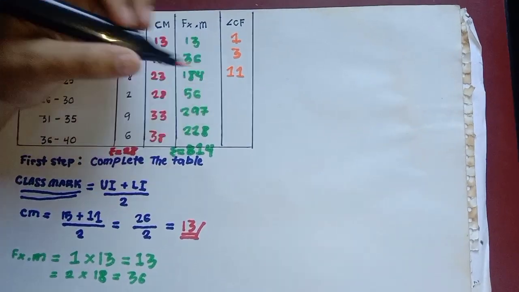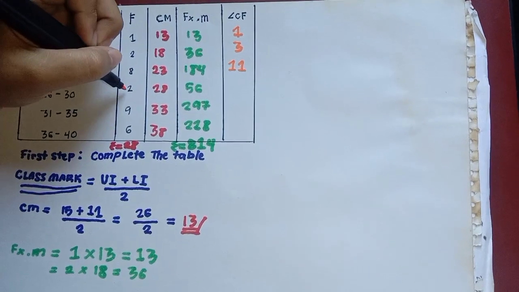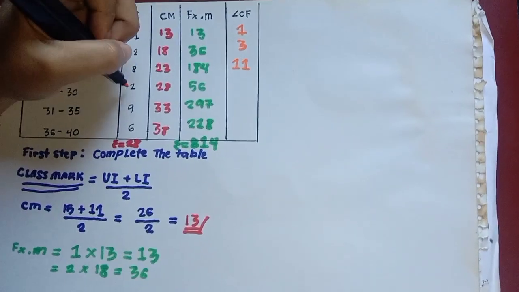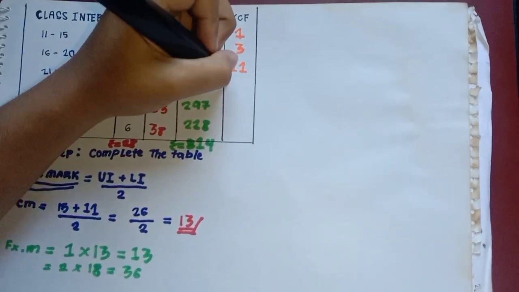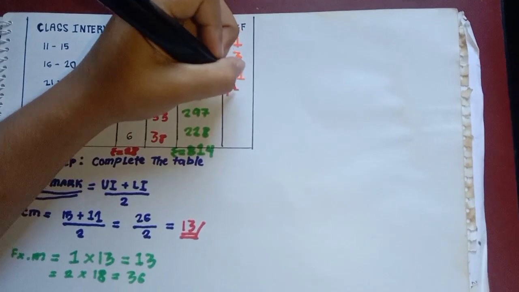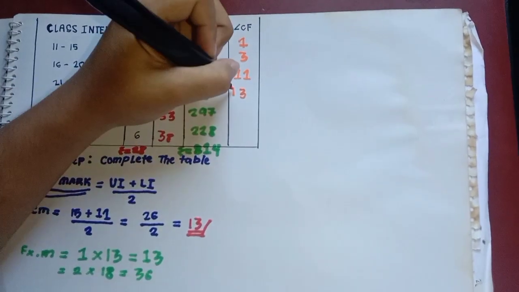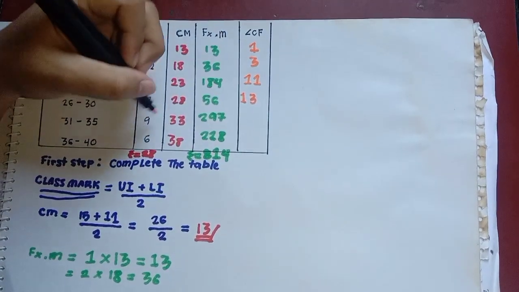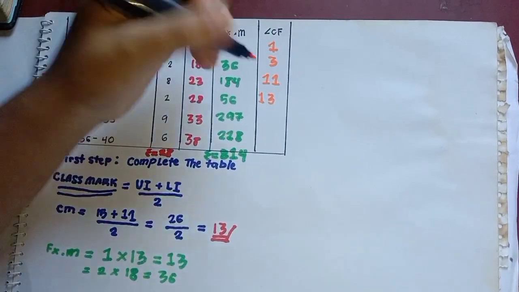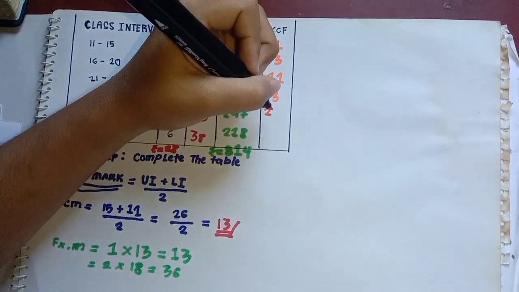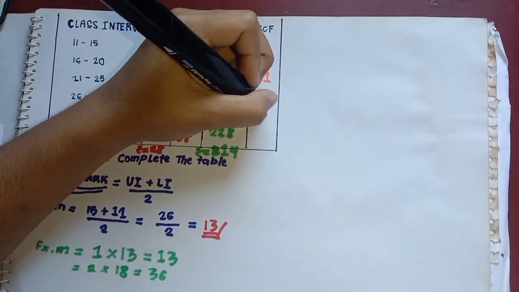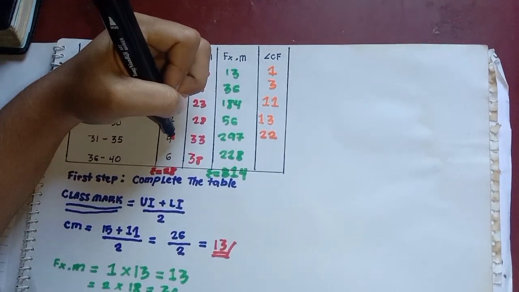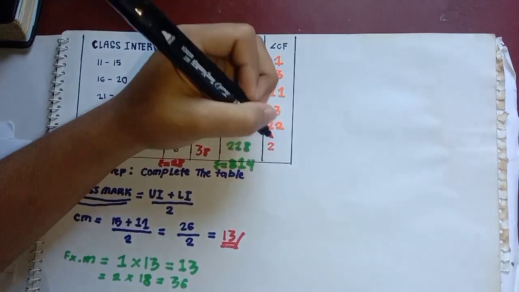And then after that, 11 will be added to our fourth frequency, which is 2. And then 11 plus 2 will be 13. 13 will be added to our fifth frequency, which is 9. 13 plus 9 will be 22. Then 22 will be added to our last frequency, 6, which is 28.